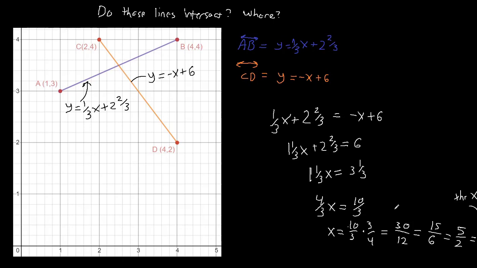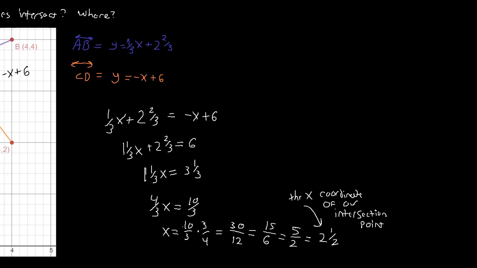Now that we have this, we just have to figure out what the y coordinate of this point is. We know the x value is 2.5 because we calculated that out. What is this y value? Well, to do that, we simply plug that 2.5 back into either equation and solve for y. I'm going to use this equation because it's a lot easier to deal with.